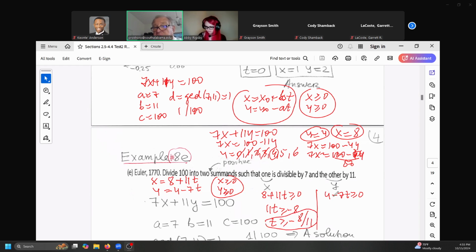This is one solution. And what about 4 minus 7t? How can we write it? We need to move terms such that in front of t we get a positive number, but right now it's a negative number, negative 7. So what do we write on the right hand side? 7t, good. 7t less than or equal to 4, or t less than or equal to 4 over 7.